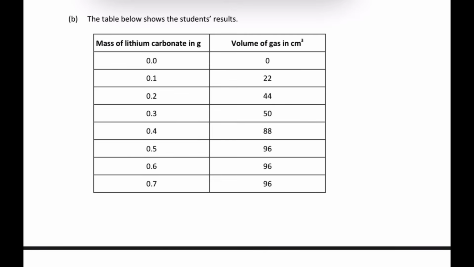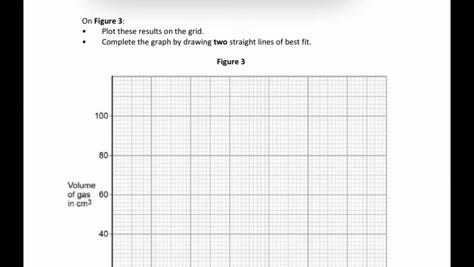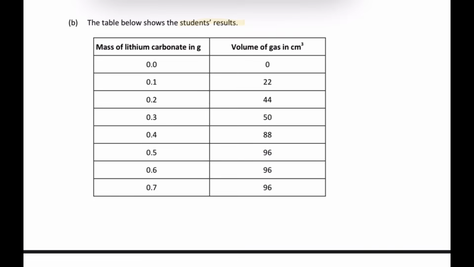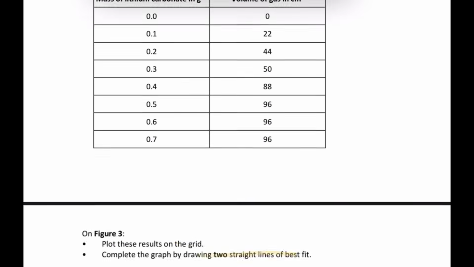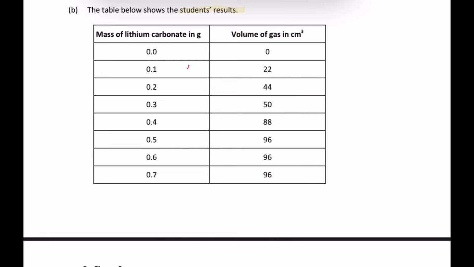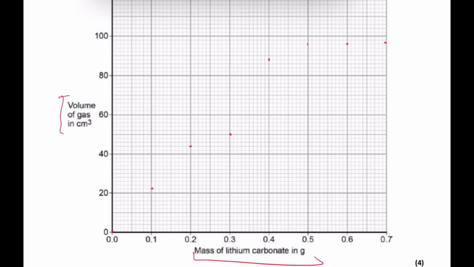B. The table shows the student's results, mass on one side and volume on the other. On Figure 3, plot the results on the grid and complete the graph by drawing two straight lines of best fit. They already gave us what our y and x axes are, so all we have to do is put them together. So 0 and 0, that's already done for us. So what we do is just 0, 1 on our x axis and this on our y, and each one is matched together. So this is how the graph is going to look after we plot all our points.